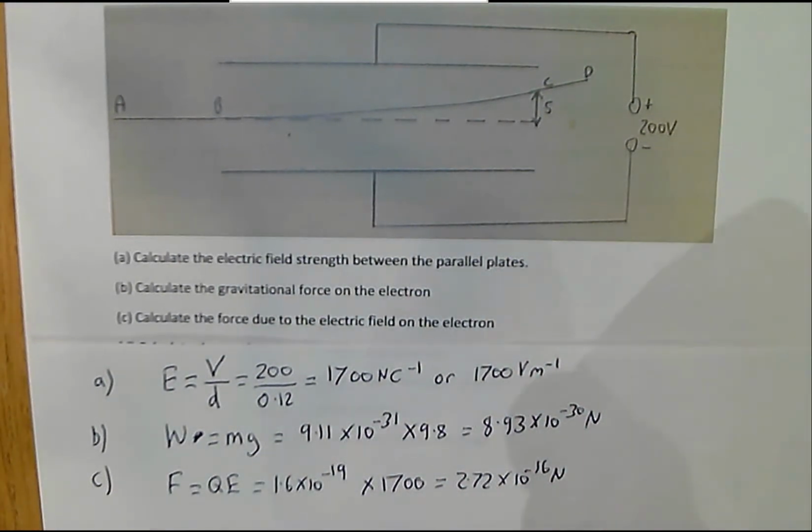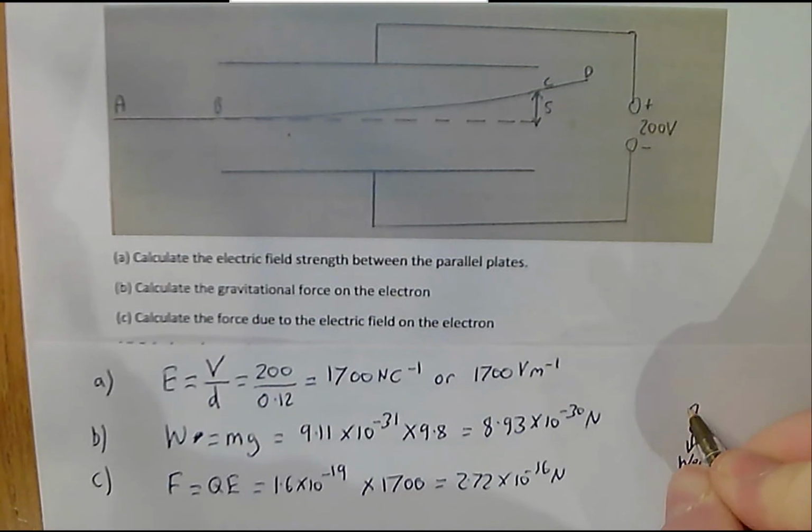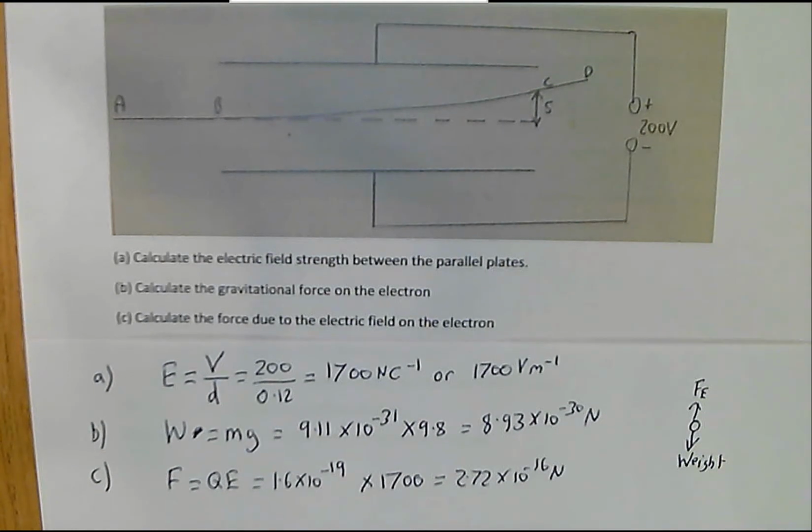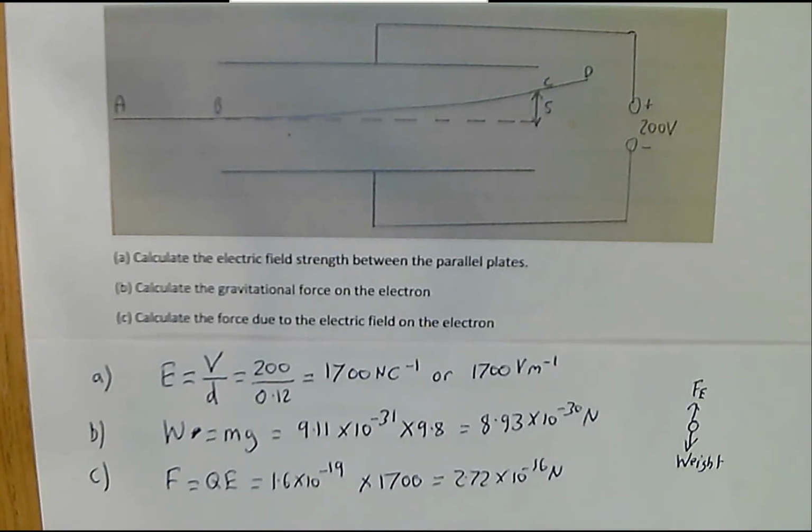So within those two parallel plates, the electron has the force downwards of the weight and the force upwards due to the electric field, and we can see that this force, 10 to the minus 16, is significantly greater than the weight, so the weight is effectively negligible. The unbalanced force will be the force due to the electric field.